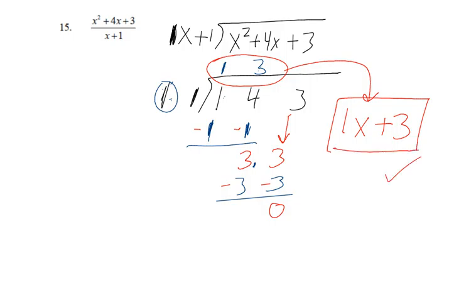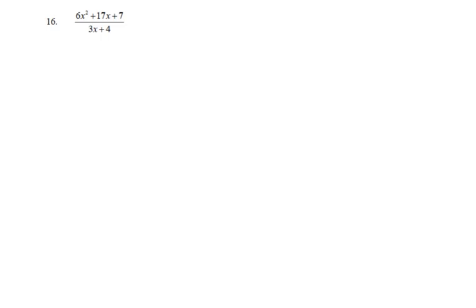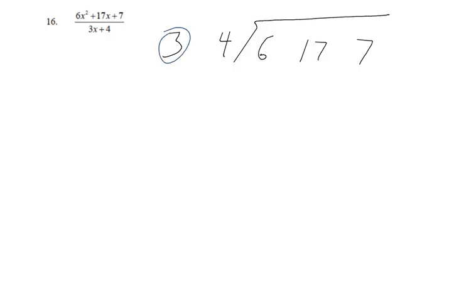Let's try it again with number 16. Again, I'm going to set it up because I just need the numbers. I'm going to do 3 and 4. And on the inside, 6, 17, and 7. So first, how many times does 3 go into 6? Goes in twice. Next, 2 will multiply to both 3 and 4. So 2 times 3, 6. 2 times 4, 8. I will subtract. 6 minus 6, 0. 17 minus 8 is 9. And bring down 7.